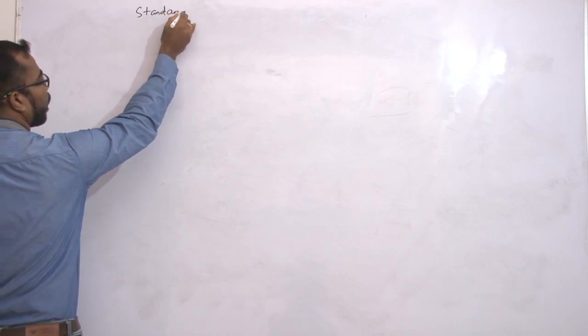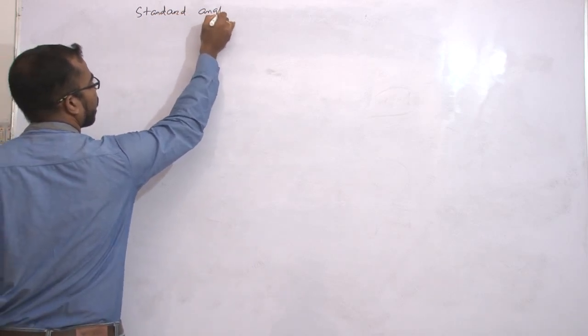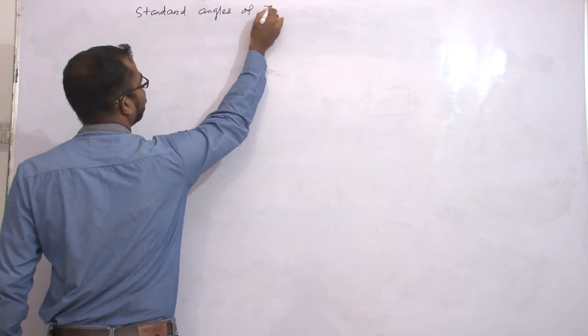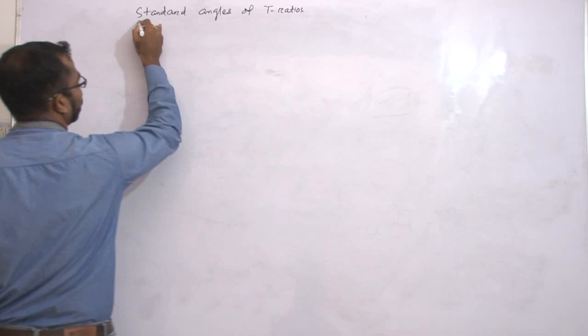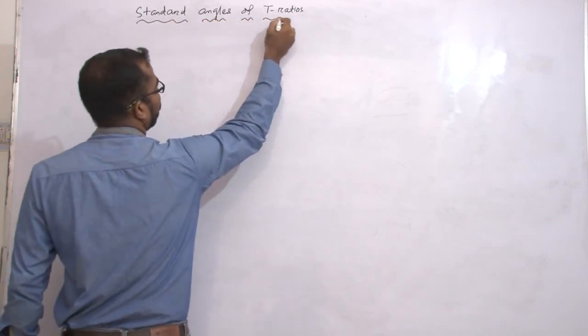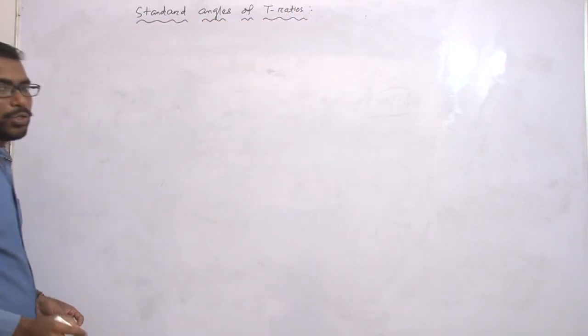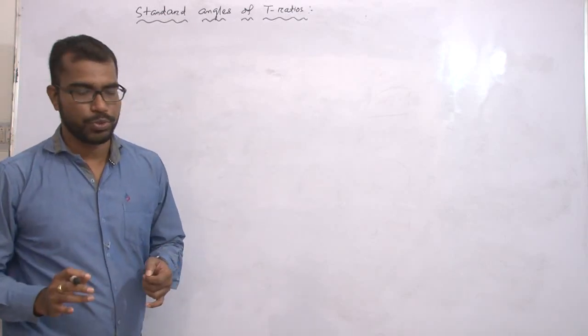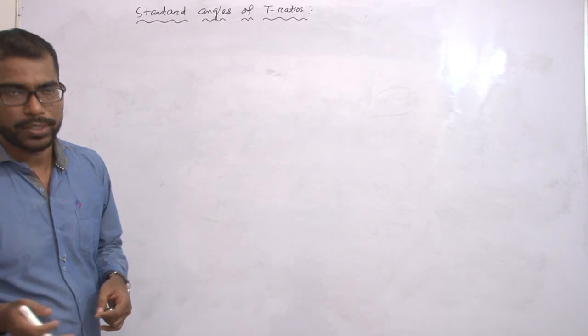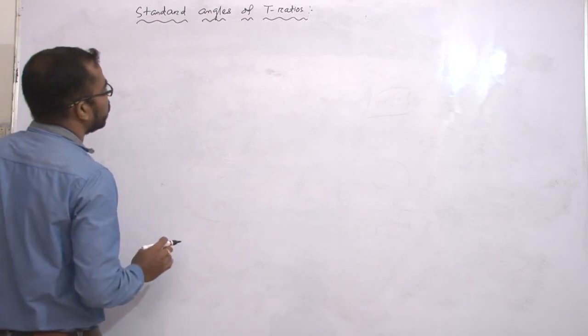So, standard angles of T ratios. T ratios means trigonometric ratios. And as you know, how many T ratios are there? There are 6 ratios. That means sine, cos, tan, cot, sec, cosec. So these are the 6 ratios.